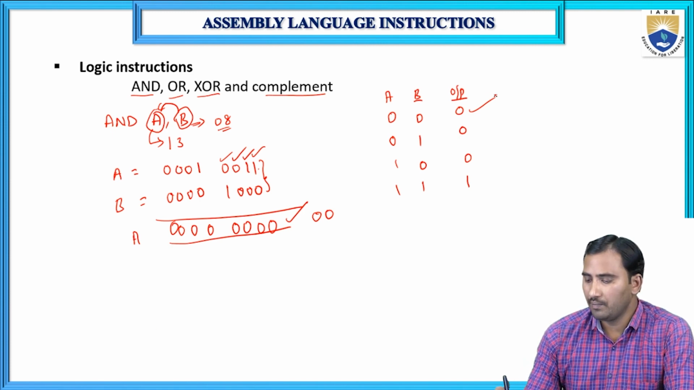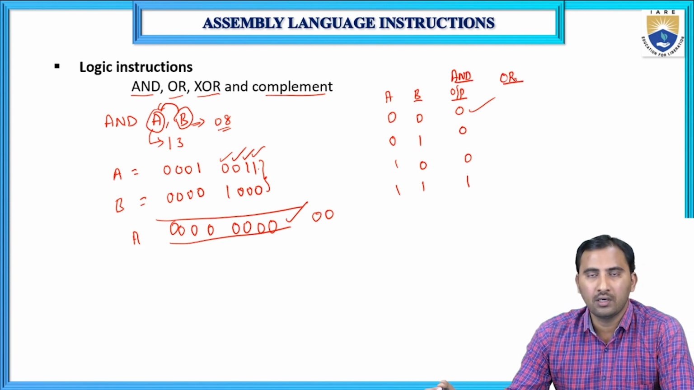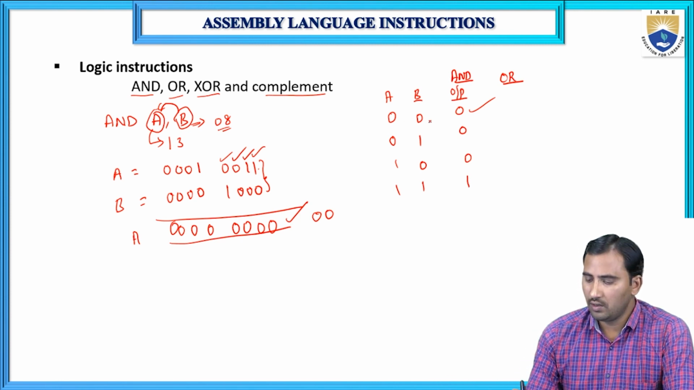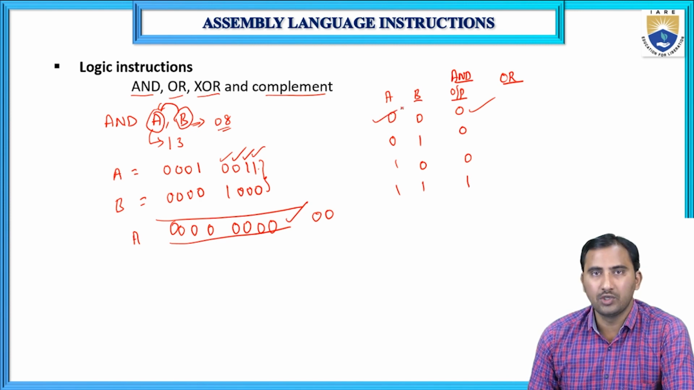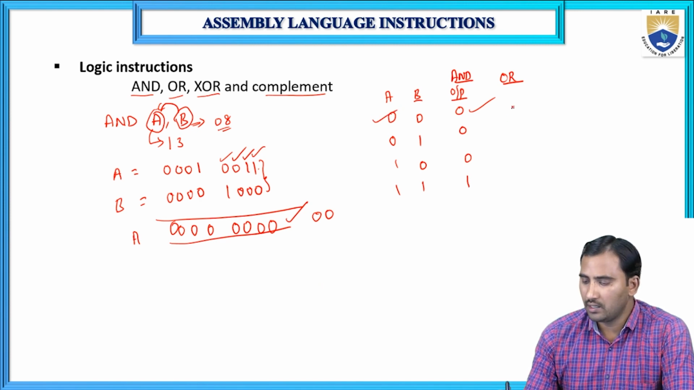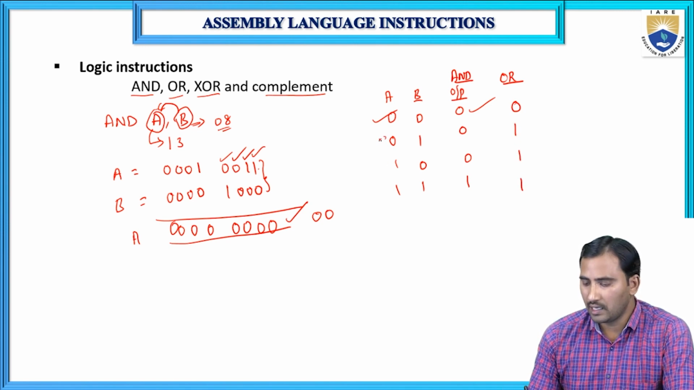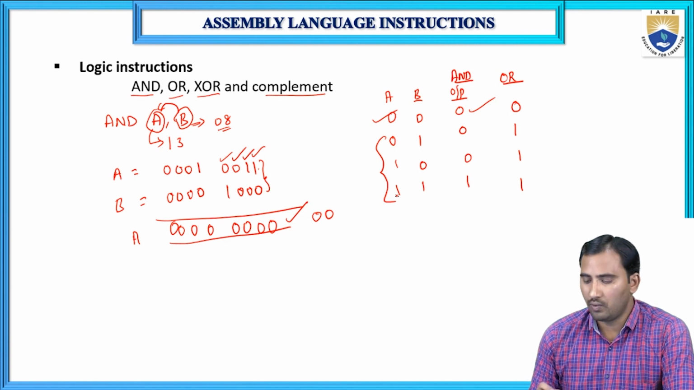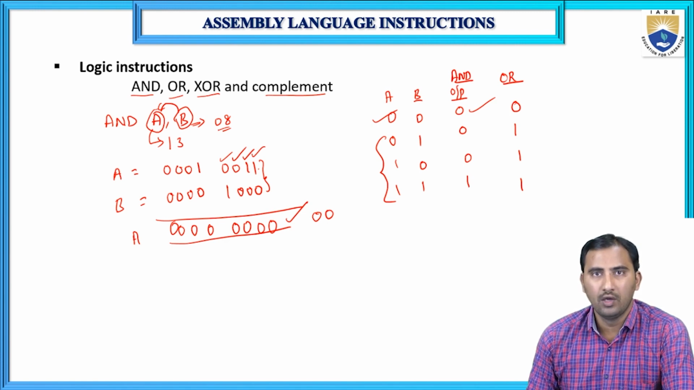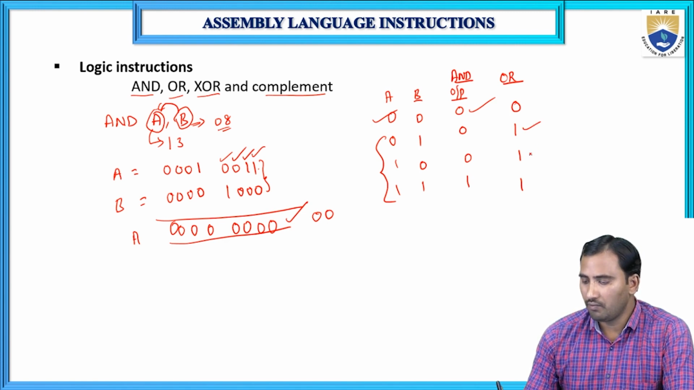Similarly, we perform the OR operation. So that was the AND operation; next is the OR operation. What is the OR operation? If any one of the inputs is logic 1, then the output will be logic 1. If you perform an OR operation between 0 and 0, you get 0. For the next three cases, the output is 1, because in the remaining three cases one of the inputs is 1.